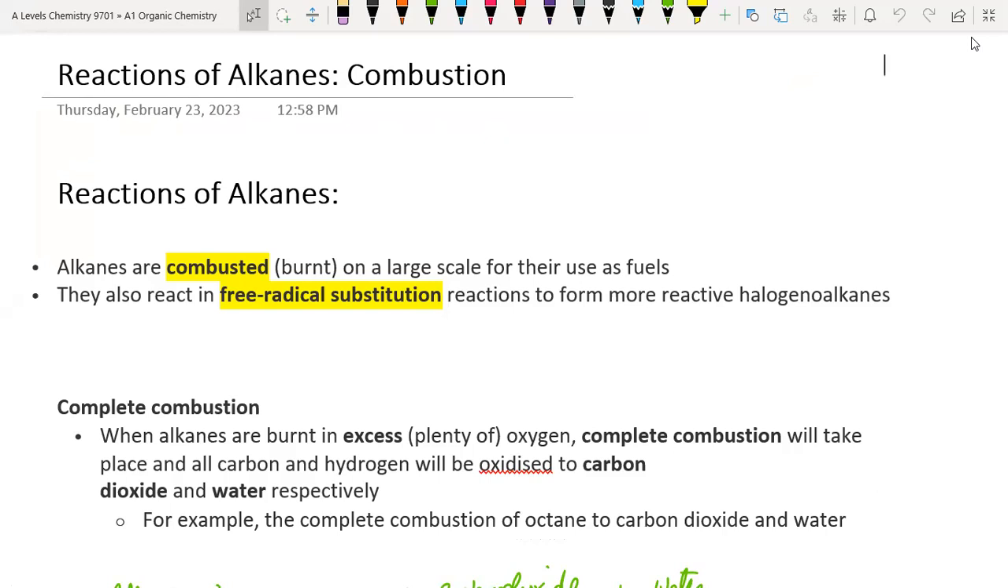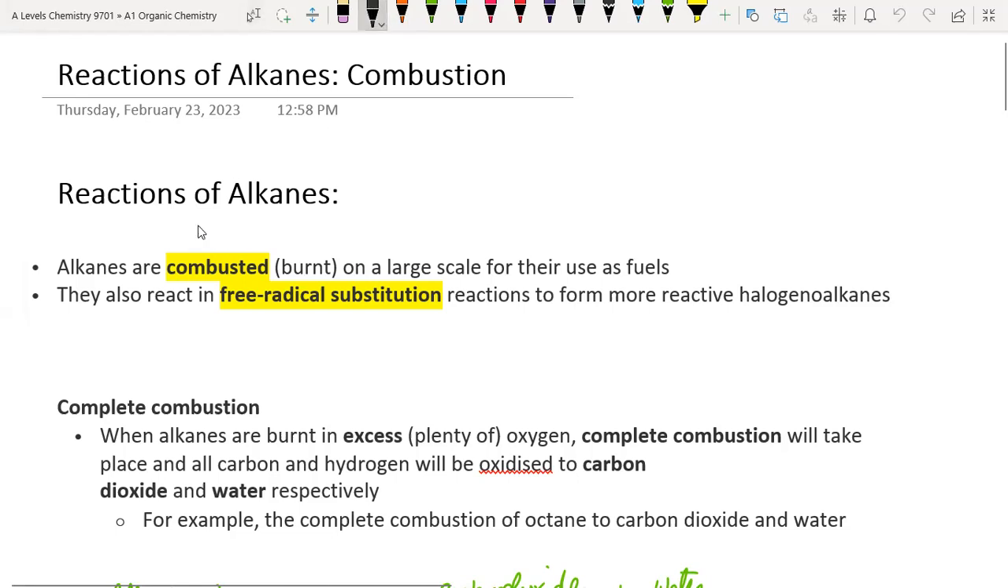Second session according to hydrocarbons, that is alkane. In today's session, we are going to discuss the reactions of alkanes. Actually, alkanes are not much more reactive like other hydrocarbons or their derivatives. Alkanes just give two types of reactions.